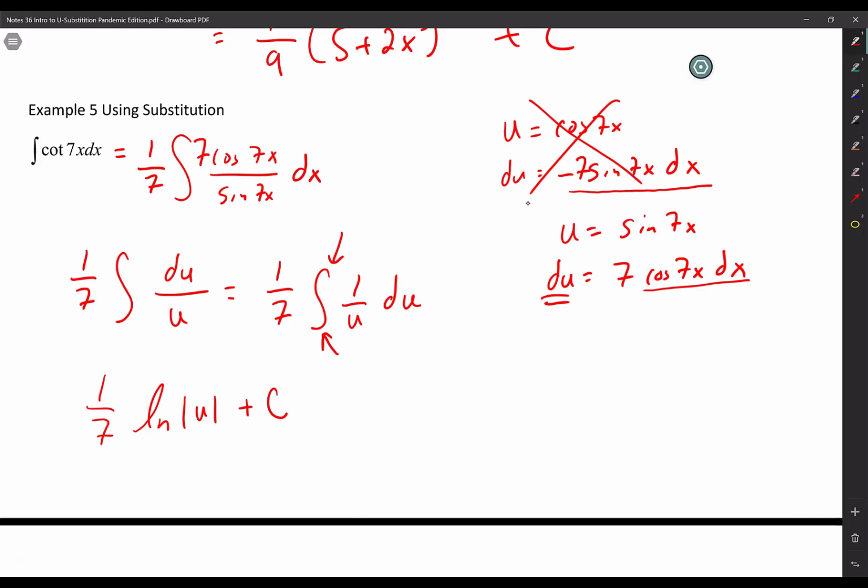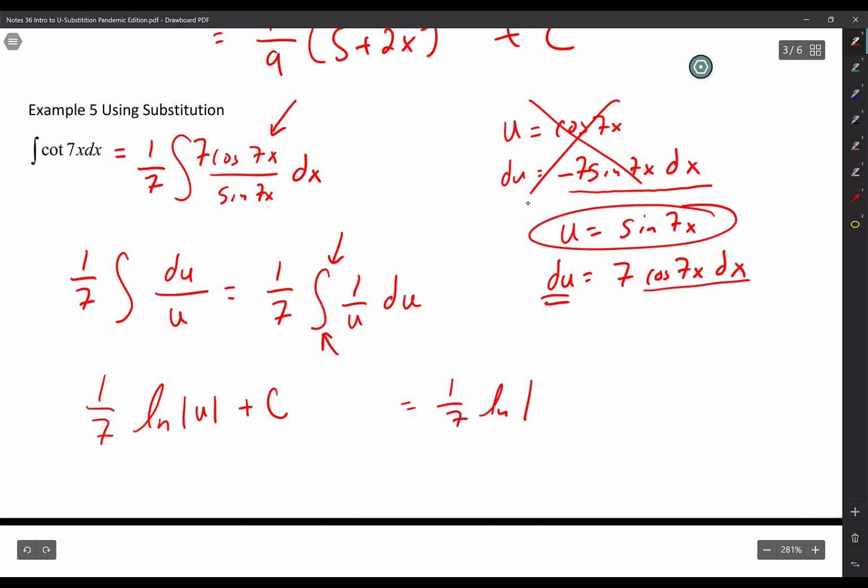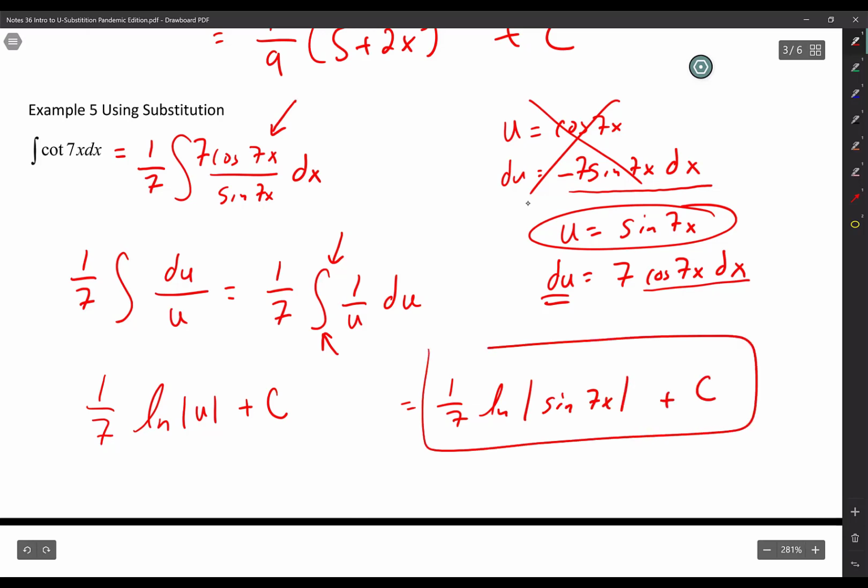I don't want it in terms of u though. I want it in terms of what? x. So my real answer is 1/7 ln, absolute value, and u is what? So that's what I'm going to type in there. Sine 7x, close it, plus c. And yes, you can make a case about 1/7 being multiplied by the c, but remember what we said, 1/7 times the constant is still a constant.